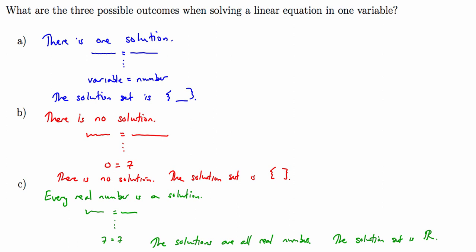To quickly summarize, there are three possibilities when solving a linear equation in one variable. There is either one solution, no solution, or every real number is a solution. There is no other possibility other than these three when you solve a linear equation in one variable.